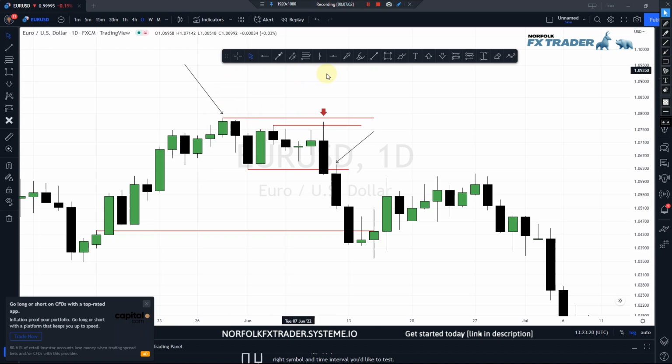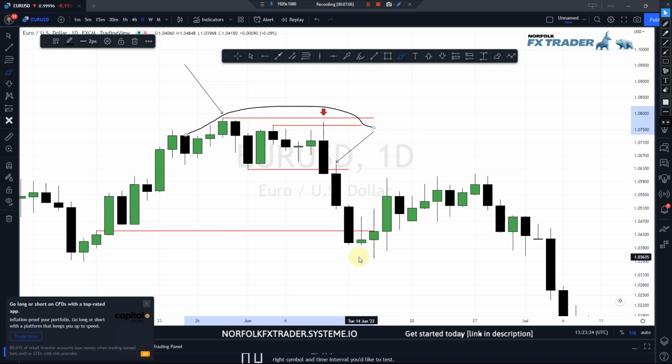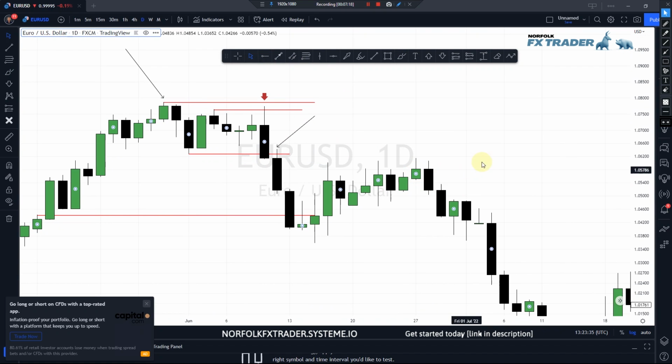Now this is a reversal pattern we're looking for because we're looking at the high of the move for the market to then head lower. Once you can see that this is what's happening, then you know where you're looking for your trades to go. So let's just go forward and see if we can find a similar thing.